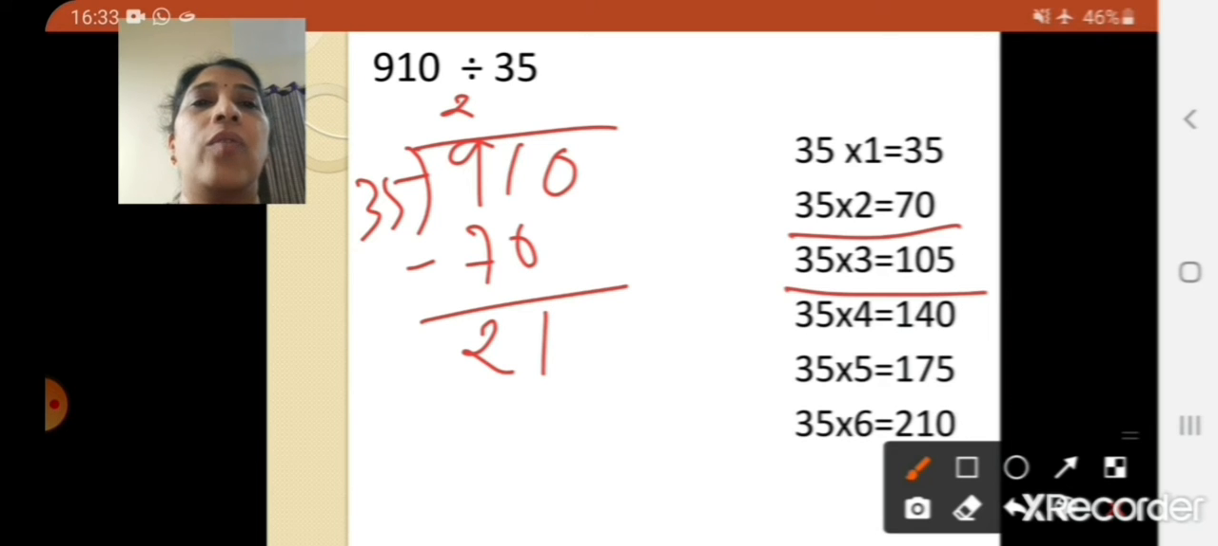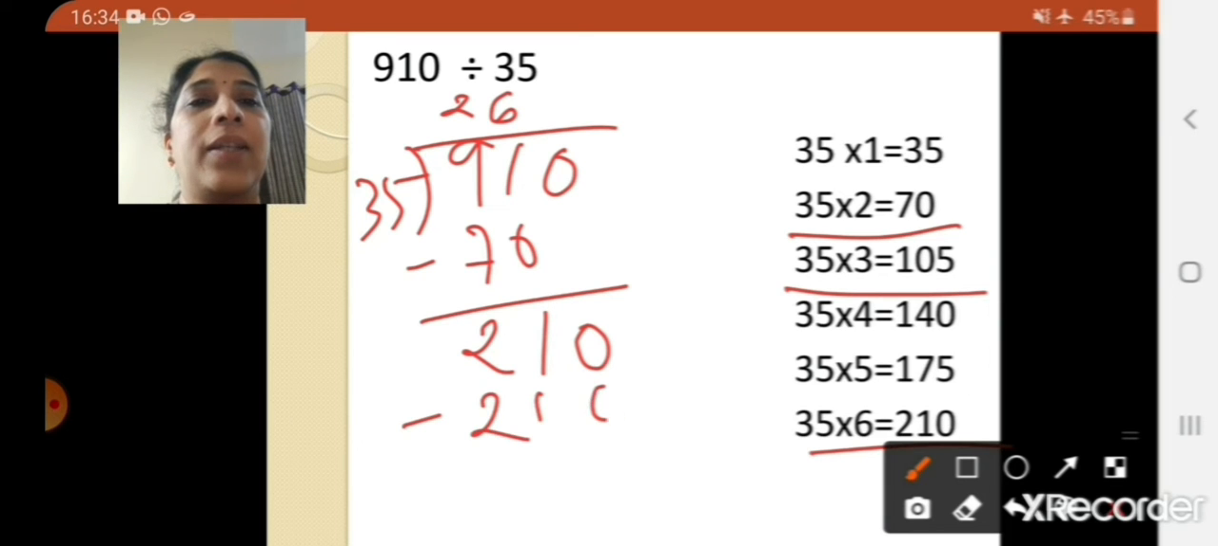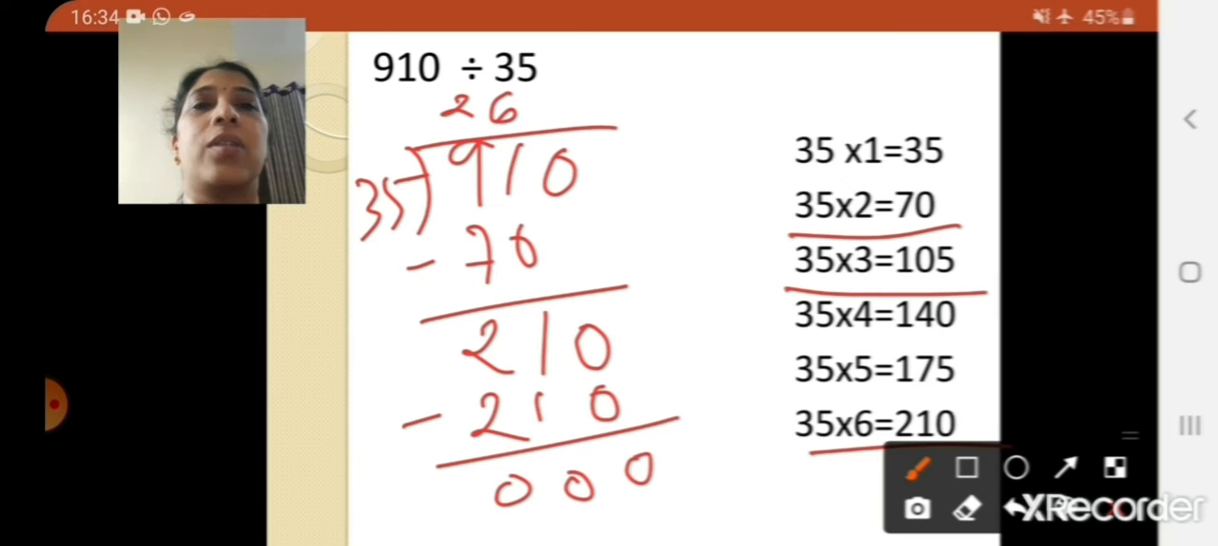So now we'll take the third digit down, 0. Okay. So now 35 sixes are 210. So you will write 35 sixes are 210. So 2 minus 2 is 0, 1 minus 1 is 0, and this is also 0, right? So you got the answer as 26. So 26 is your quotient, right?